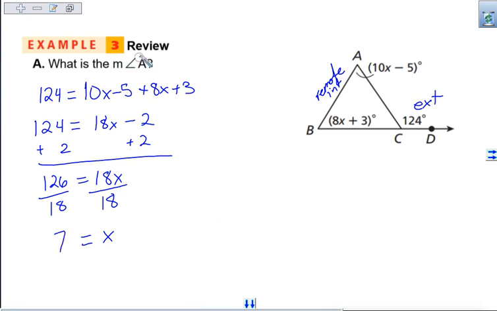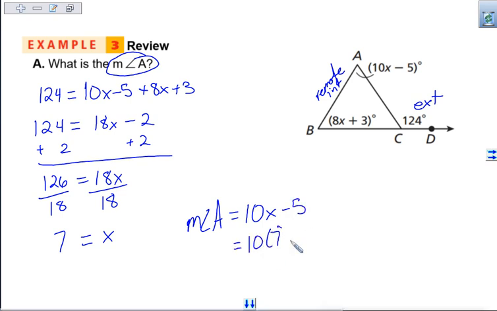But we're not finished because we're looking for the measure of angle A. And angle A was 10x minus 5, and we need to substitute. So 10 times 7 minus 5, 10 times 7 is 70, minus 5 is 65. So the measure of angle A equals 65 degrees.